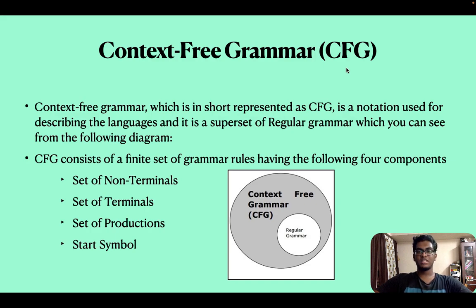Context-free grammar, CFG. Context-free grammar, which is in short represented as CFG, is a notation used for describing languages, and it is a superset of regular grammar, which you can see in the following diagram. CFG consists of a finite set of grammar rules having the following four components: set of non-terminals, set of terminals, set of productions, and start symbol.